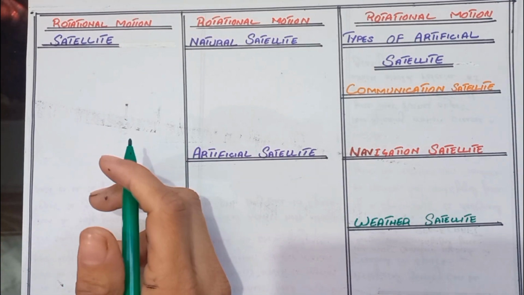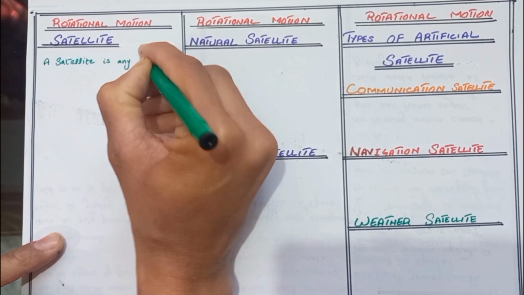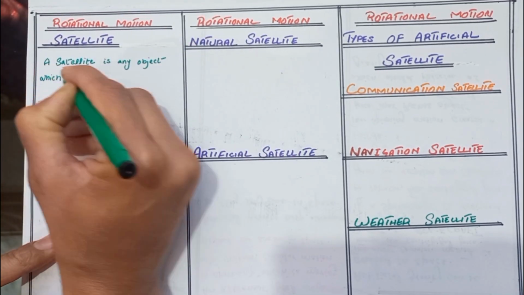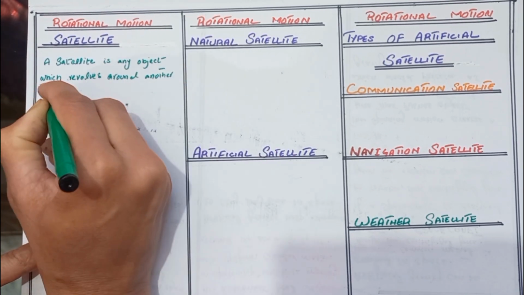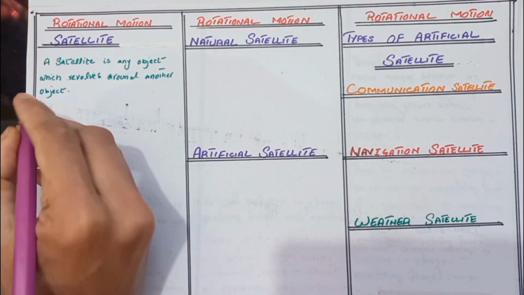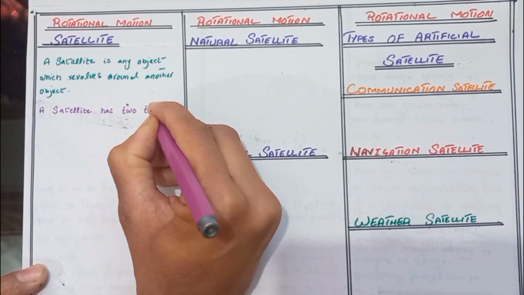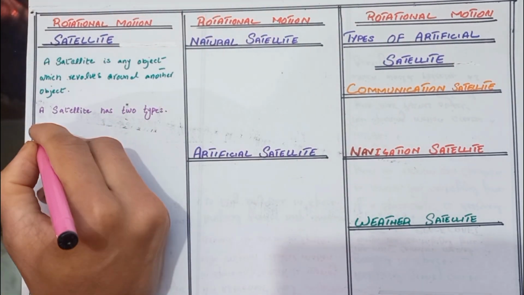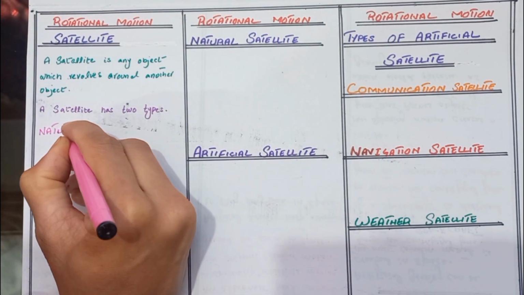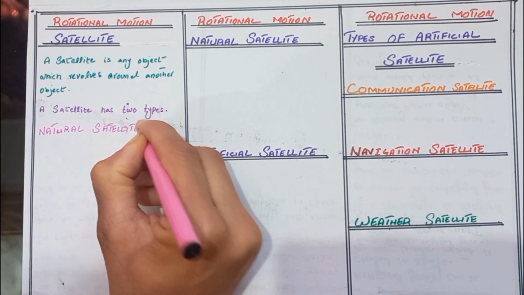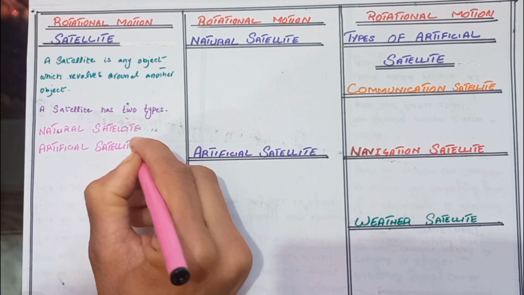Now we discuss the topic in rotational motion that is the satellite. What is a satellite? A satellite is any object which revolves around another object. A satellite has two types. One is natural satellite. The other one is artificial satellite.